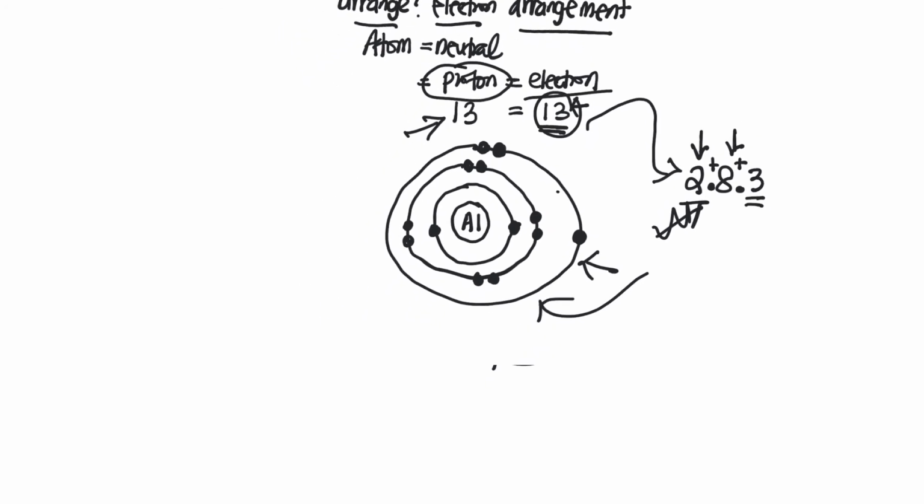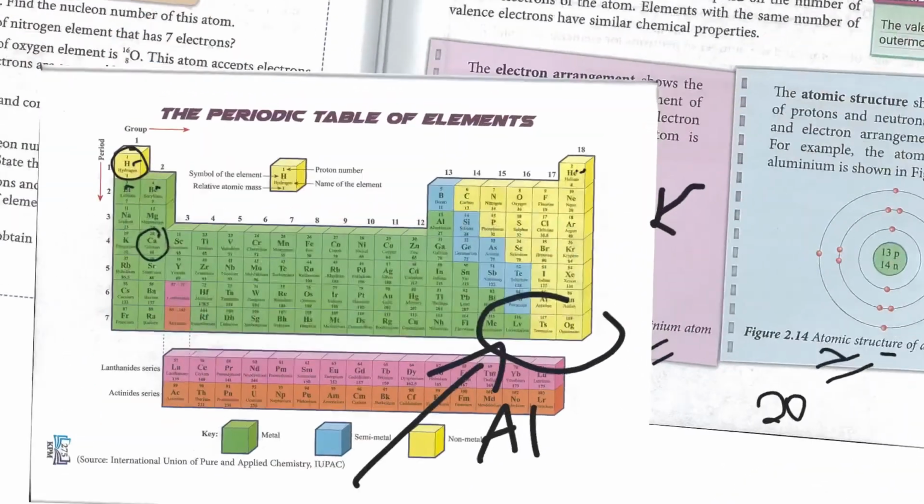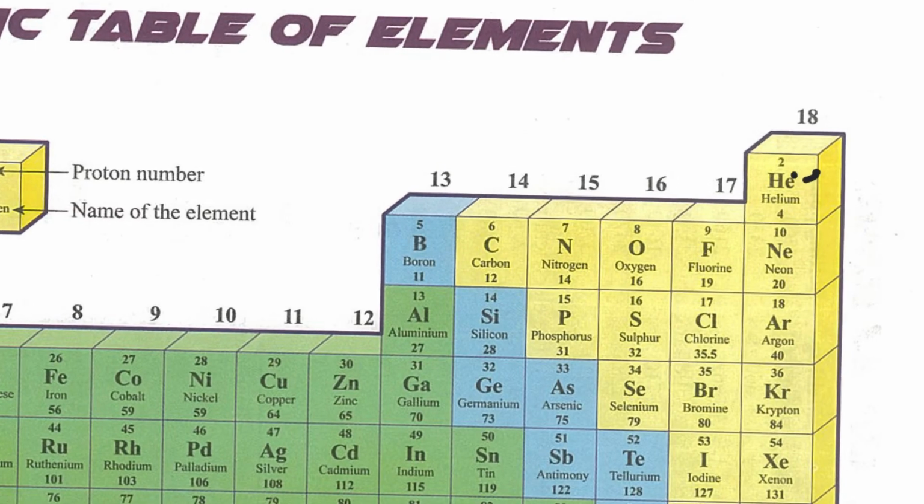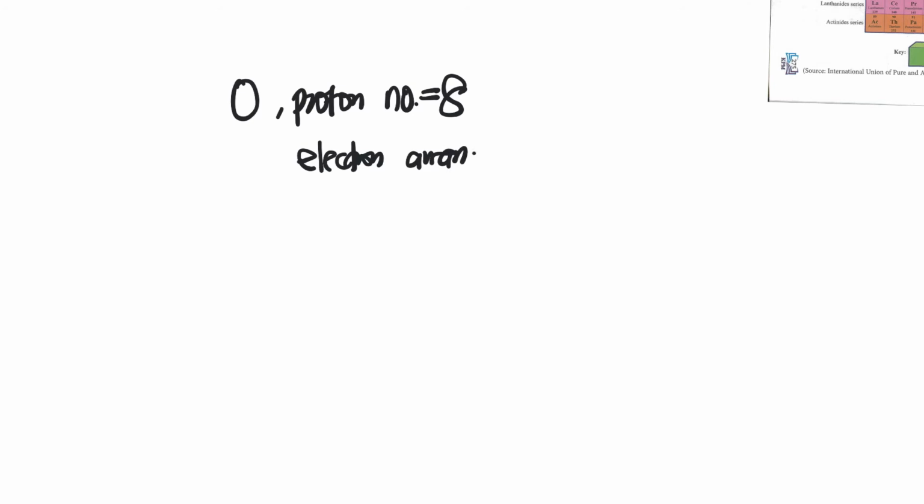So let me help you with another example. Okay, let us go and see silicon. Okay, no, I changed my mind. I want to draw this one for oxygen. The proton number is 8. So I will draw it out here. The proton number of oxygen is 8. So when I arrange, the electron arrangement will be 2.6.